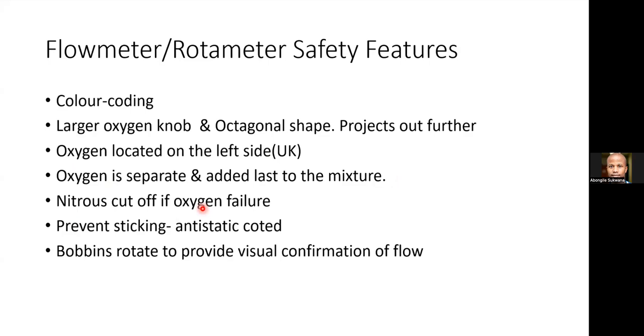And also such that when you open nitrous oxide, the rotameter for oxygen will also start opening to a certain flow, so that you don't give a hypoxic gas mixture. Like I said, it also has anti-static material such that it doesn't stick. And then the bobbins rotate to provide the visual confirmation of flow. Like I said, it's the top of the bobbin, not the middle of the bobbin, that gives you the flow rate.